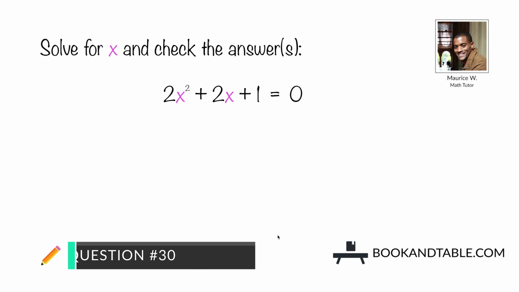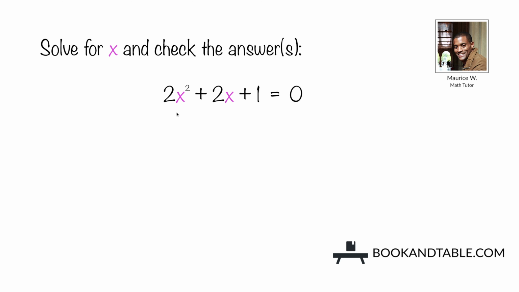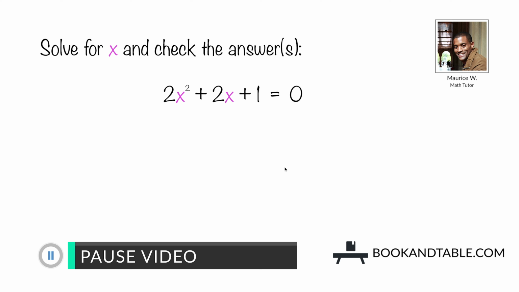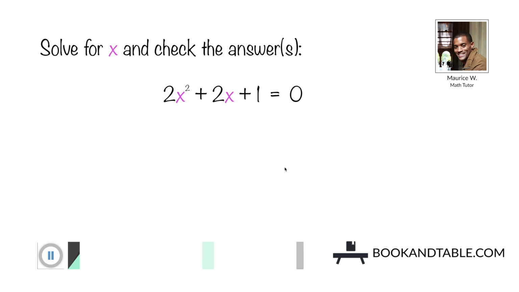Let's have a look at question number 30. Solve for x and check the answers. 2x squared plus 2x plus 1 is equal to 0. Pause the video, answer this question, and then press play when you are ready to begin.